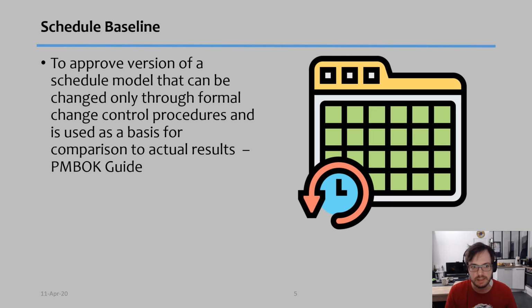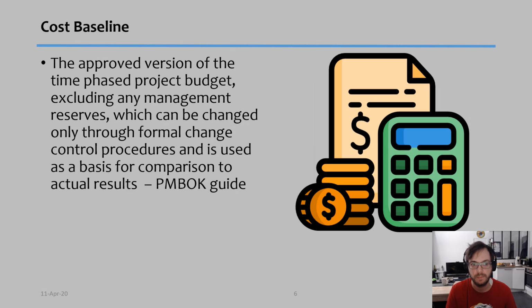Schedule baseline is similar. It's the approved version of the schedule model that can be changed only through formal change control procedures and is used as a basis of comparison to actual results. So here we're talking more about the milestones and the deliverables that we have regarding the project, and my performance is going to be measured against those deadlines that I gave in my original plan.